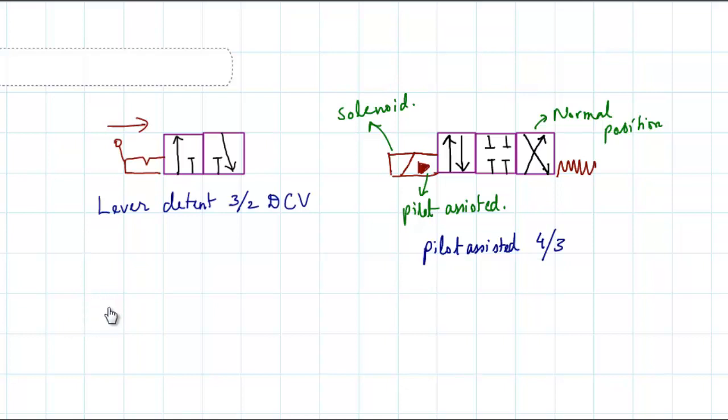So this is a pilot assisted 4/3 position solenoid directional control valve. Let me write it properly. Okay, so this is how generally we look at the schematic of a hydraulic or a pneumatic directional control valve, DCV, and understand what the DCV's function is. So let us return to the major topic. Thank you.